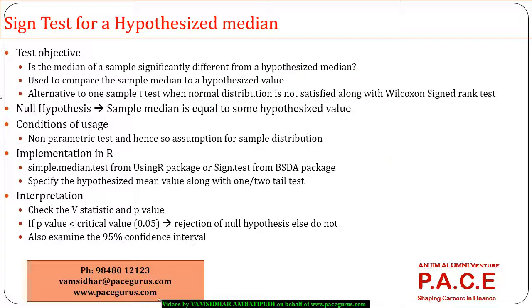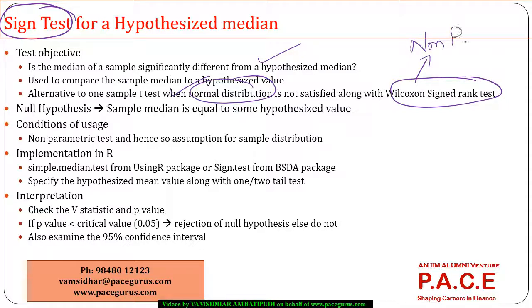Then for the same similar objective, I can also use the sign test. Everything remains the same. I am looking at whether the median of a sample is significantly different from the hypothesized median. It can be used as an alternative to the one sample t-test when the normal distribution of the data gets challenged, or in some cases I can use it along with the Wilcoxon signed rank test, which is non-parametric. Even this is a non-parametric test which will compare the sample median with a hypothesized median. It will not look at the mean or any other stuff.